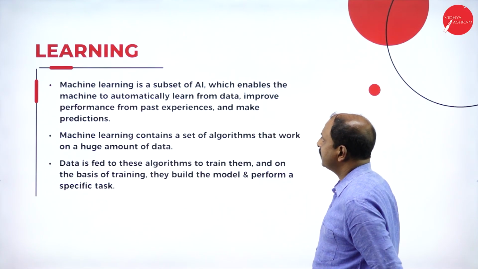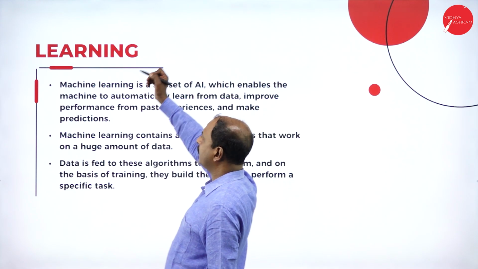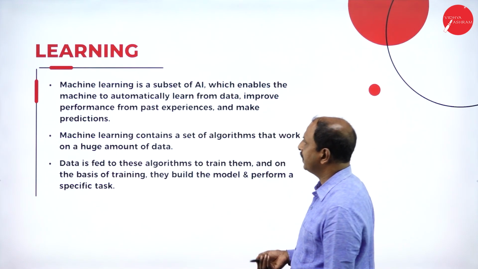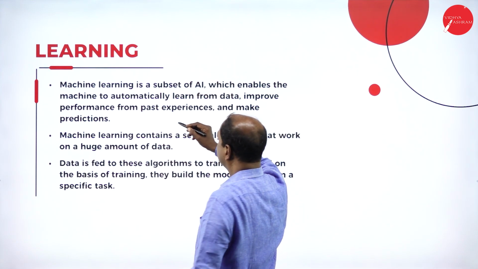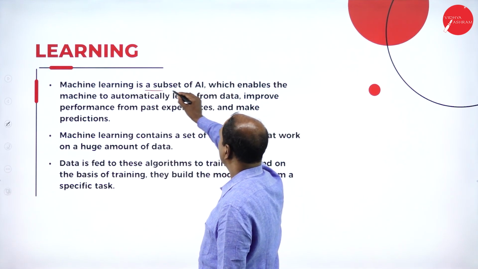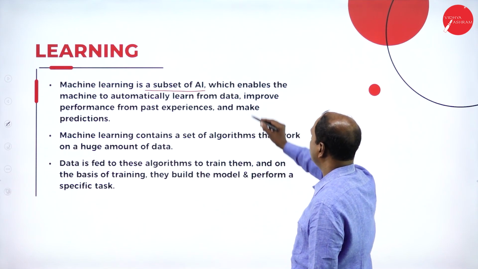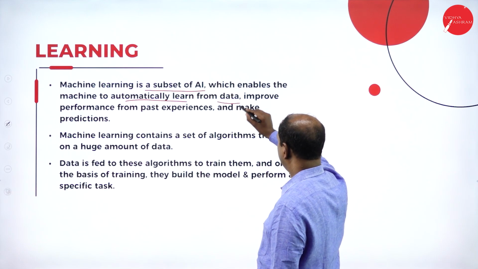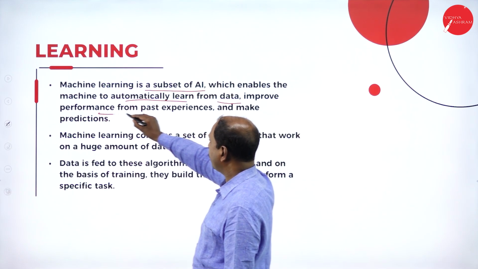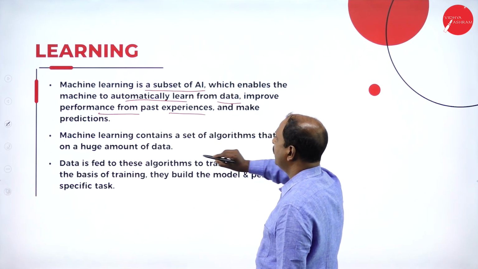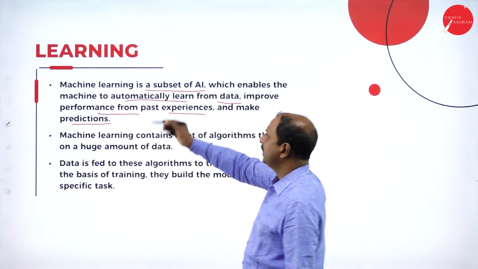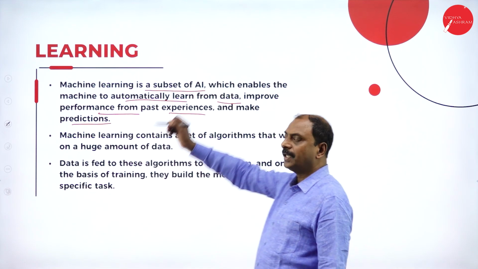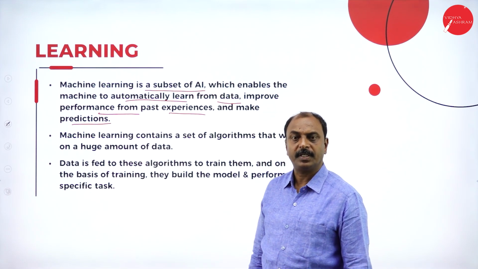Let us start with the definition of what is learning, or in other words, what is machine learning. So the definition goes like this. Machine learning is a part of AI system which enables the machine to automatically learn from the data, improve the performance from the past experience, and make predictions. This is the main concept of AI or artificial intelligence. So machine learning is a part of artificial intelligence.